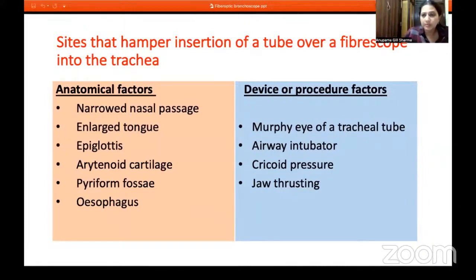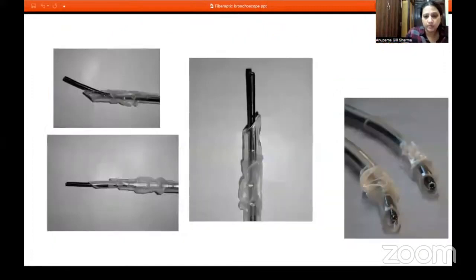Passing the tube through the airway intubator can be a problem. So these are the various troubleshooting steps I want to show. Here you can see the fiber optic tip has been caught up in the Murphy's eye of the endotracheal tube.